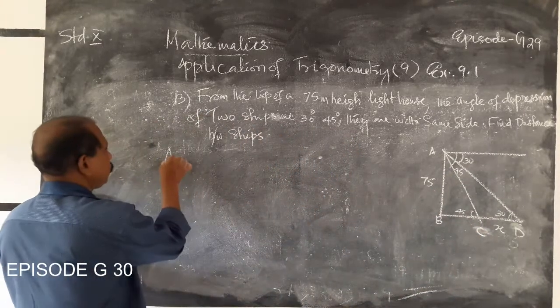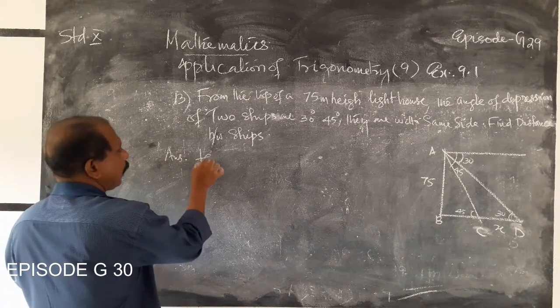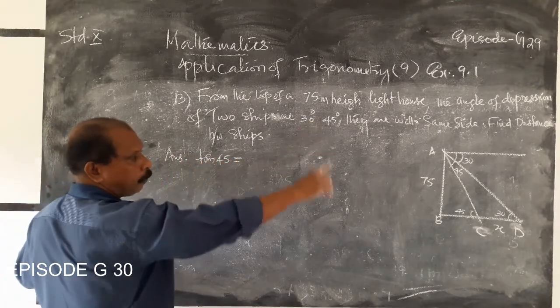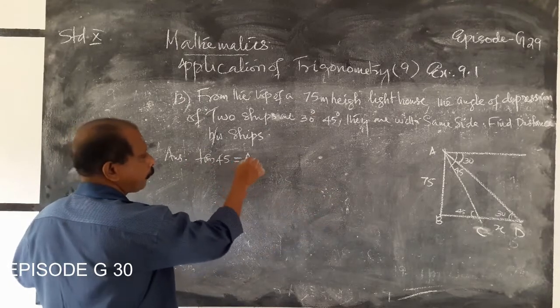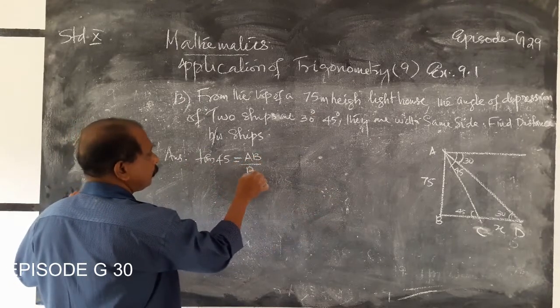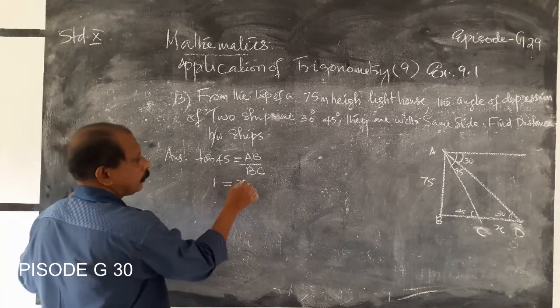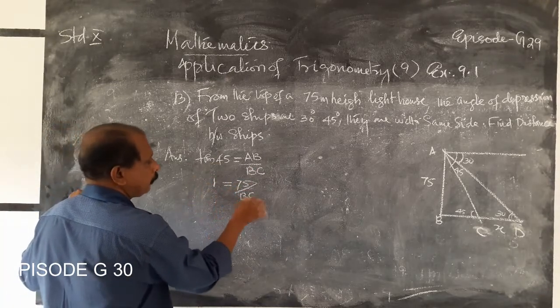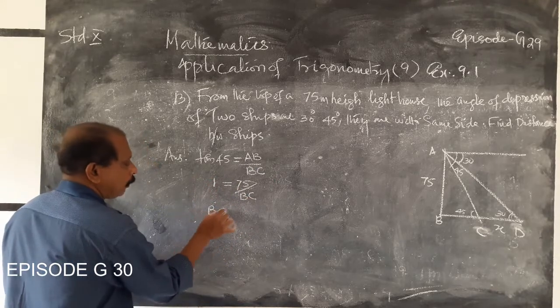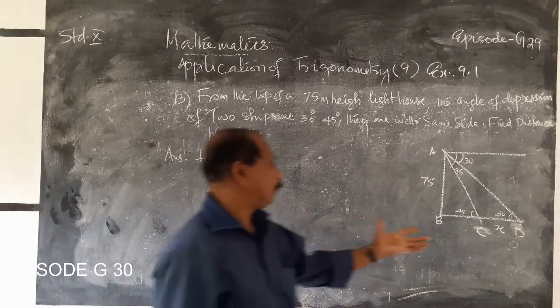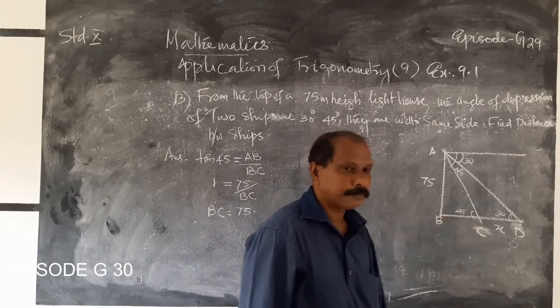Therefore, what is the answer? Tan 45 is equal to the opposite side AB by the adjacent side BC. Tan 45 is equal to 75 by BC. Cross multiplication, BC is equal to 75. Therefore, this length is 75.